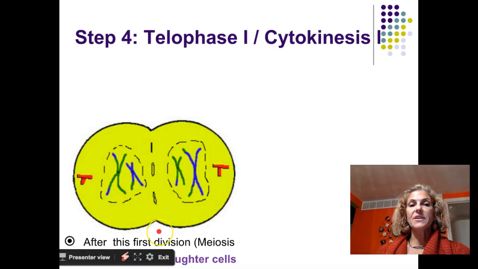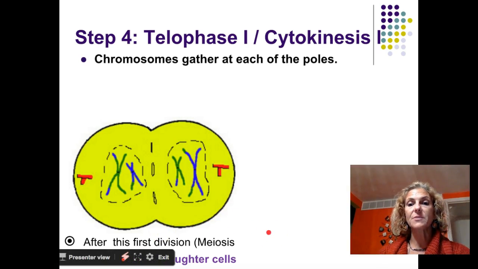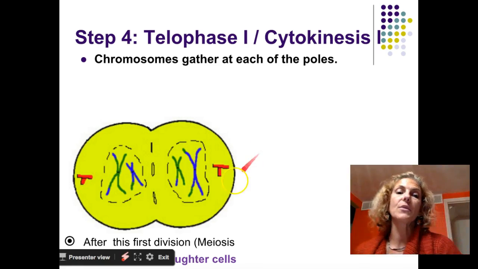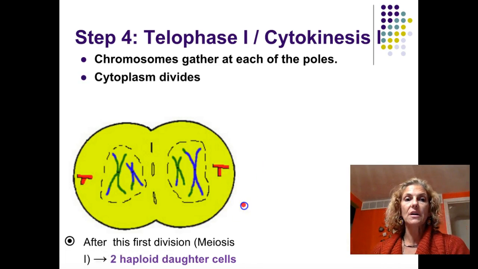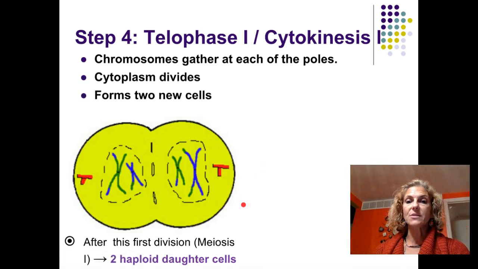Telophase is going to split the two cells in half, creating two new daughter cells. At this point, they have half the number they originally did. We started with 4, we now have 2. The cytoplasm divides, we have 2 new cells, and they're going to go through the phases again.